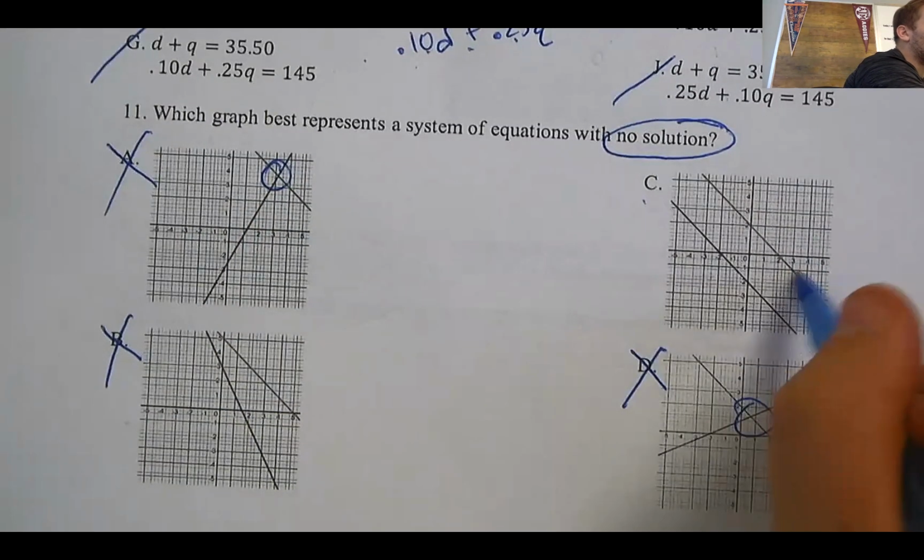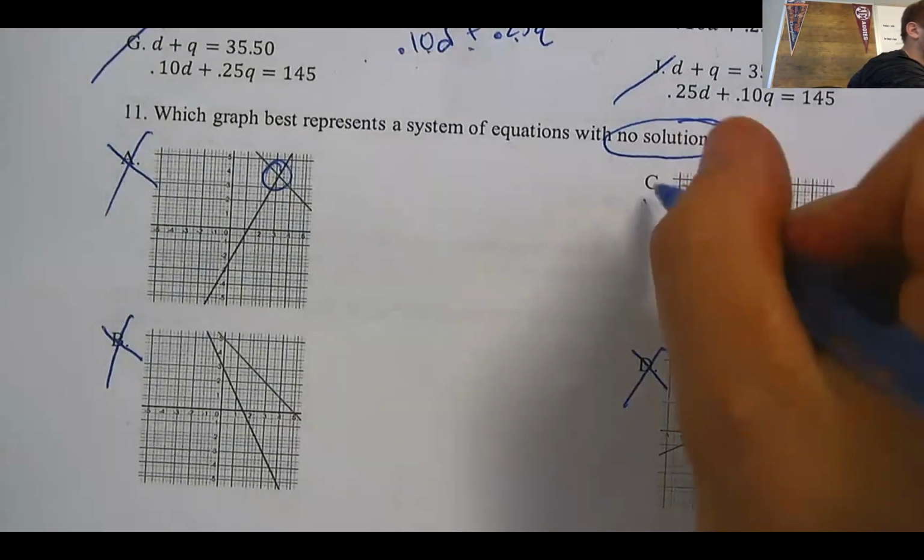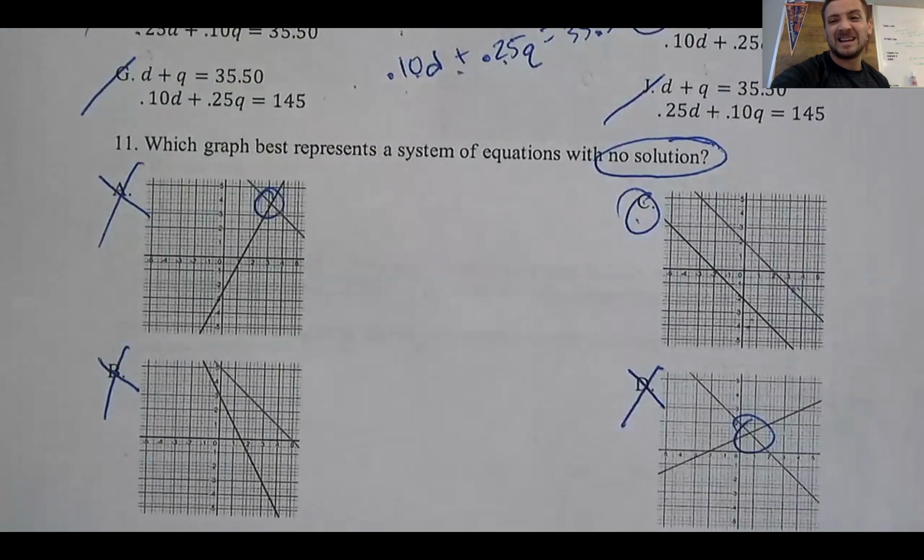C, these lines are parallel. They will never cross. If they never cross, there's no intersection. If there's no intersection, no solution. So answer choice C. That's probably the easiest one on this whole page. As long as you know that your solution is where your lines cross. If your lines don't cross, there is no solution.